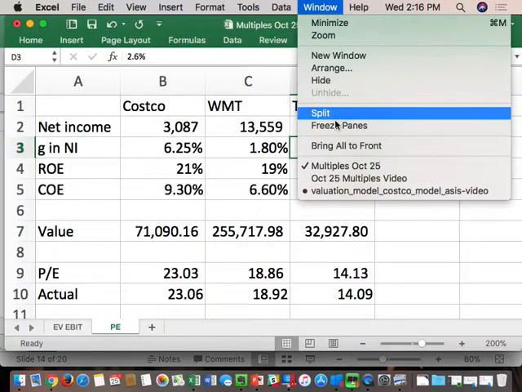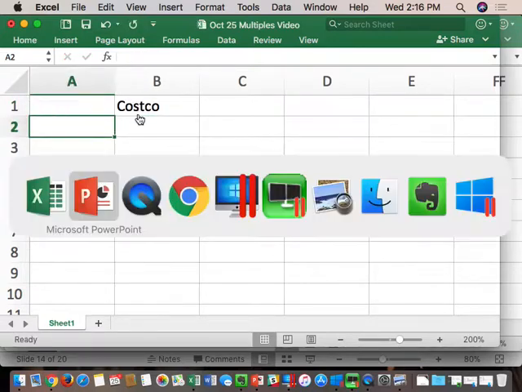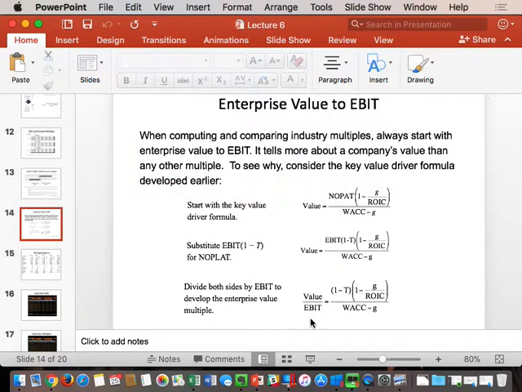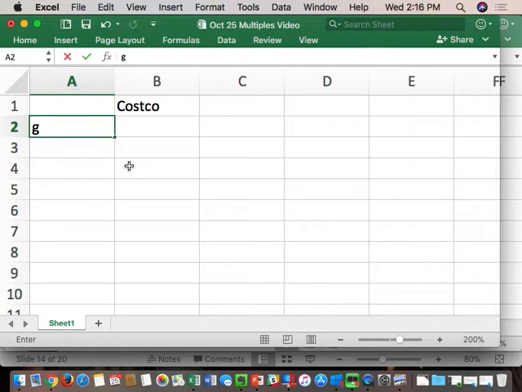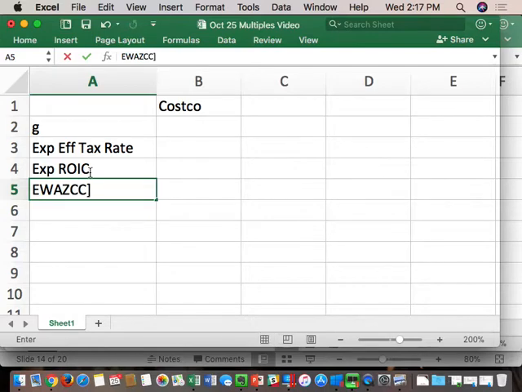Okay. All right. So for Costco and for multiples, the enterprise value multiple, which is here, there's really four things that drive the rearranged EV to EBIT multiple. They are the G into perpetuity, which is what we're going to solve for, right? The expected or effective tax rate going forward for the company. We look at the expected ROIC, and we need a WACC.